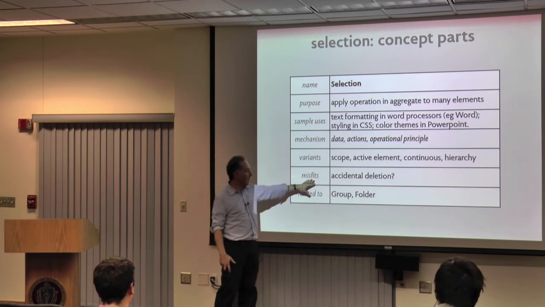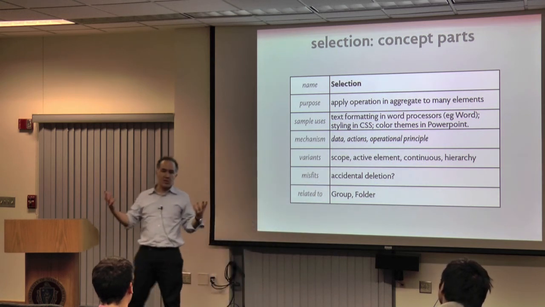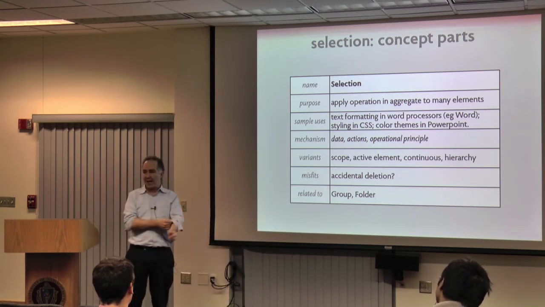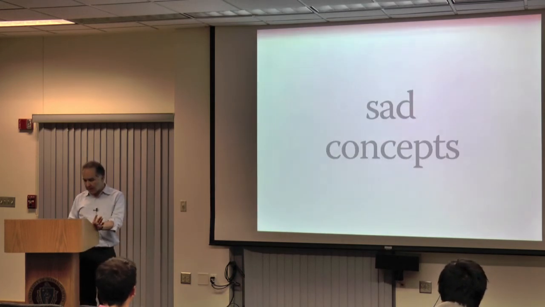I actually had trouble coming up with a misfit. Maybe the only misfit I can think of is that accidental deletions, if you don't have undo, are pretty bad if you can select a lot of things. So those are the happy concepts. Now the sad ones.